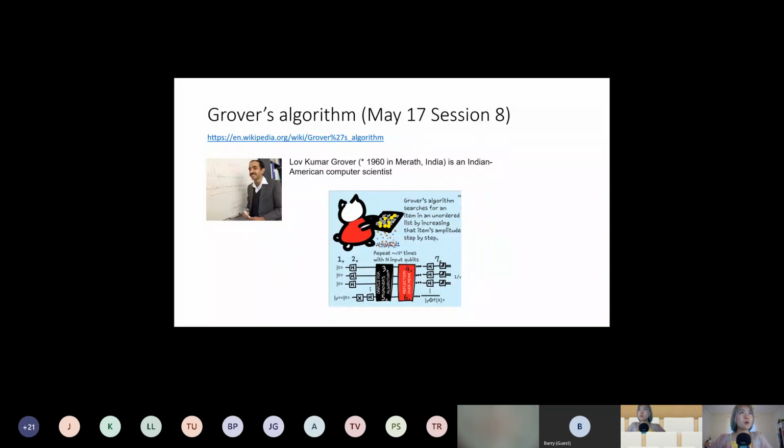It is also one of the most famous algorithms, invented by the Indian-American computer scientist Grover. We did spend session 8 discussing the topic and concept of this, but we will do a revision today. If you want to see the previous one, go to the May 17th session.